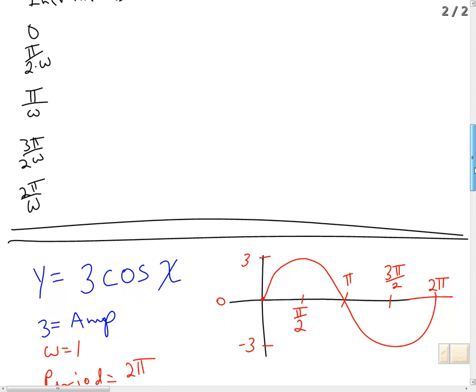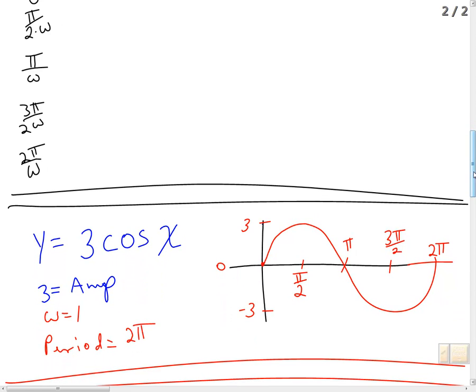So here we have y equals 3 cosine x, where the amplitude is 3 and omega is 1. Since omega is 1, the period is 2 pi over 1, or just 2 pi. And so our curve will go from 0 to 2 pi, and our increments are going to be the same: pi over 2, pi, and 3 pi over 2. Our baseline is at 0, so it's going to go up to 3 and down to negative 3.